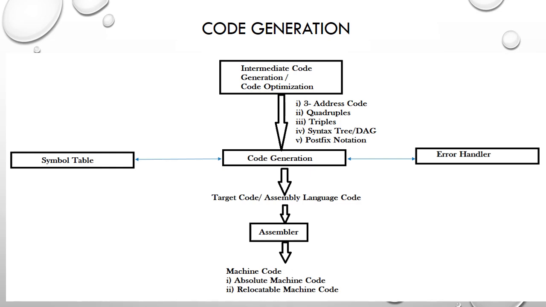So relocatable memory code simply means that we are not dependent on absolute memory. We have written the code and it can be loaded in any part of the main memory.